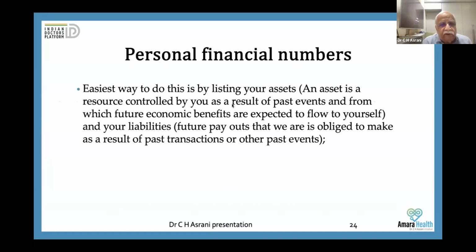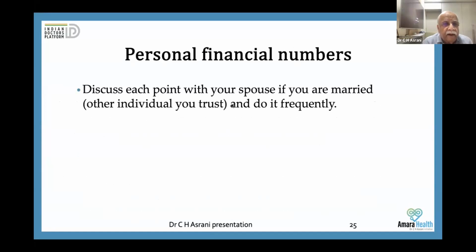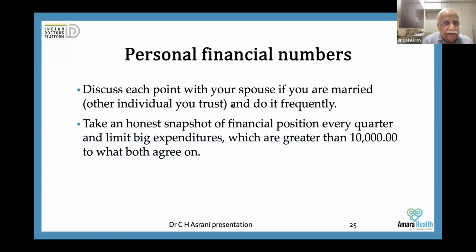Easiest way, I think I will not go into this because this goes a little more into accounts. Every expenditure, if you are married, discuss with your spouse. And if you're not married, then discuss with someone you trust, and do it frequently because we always think we are thinking right. Take an honest snapshot of your financial position every quarter and limit big expenditure, which is more than 10, 20, 30,000 as per your budget, and discuss with that person.